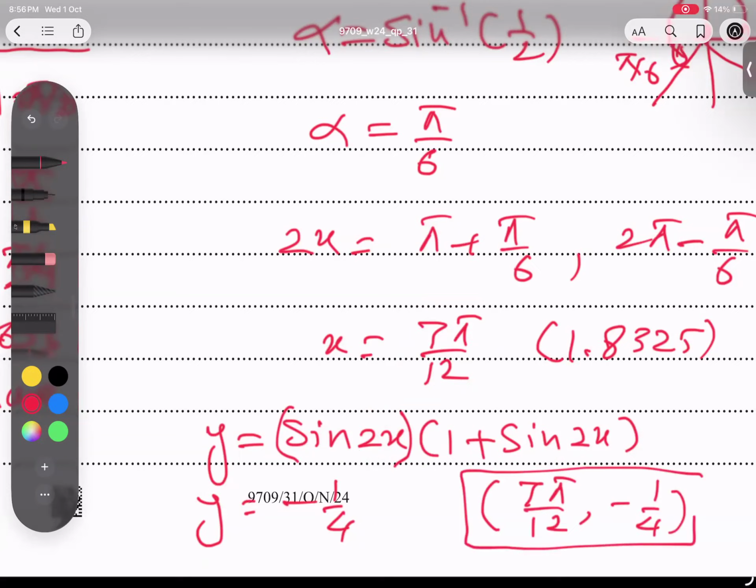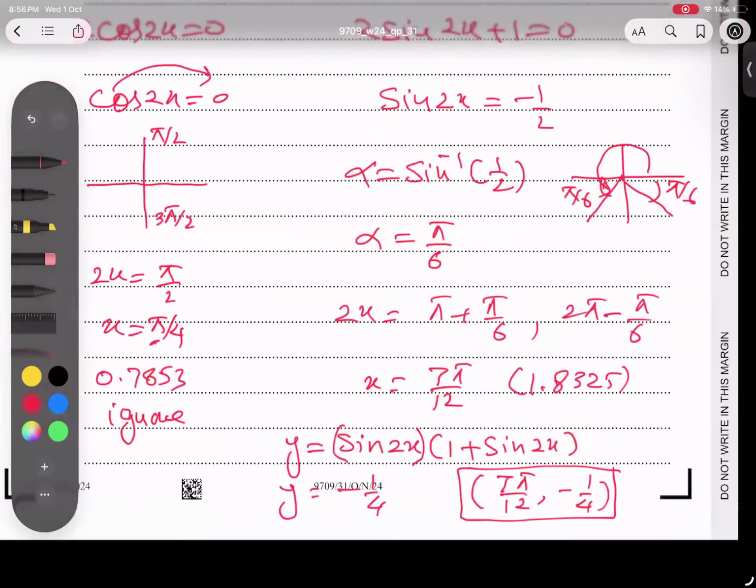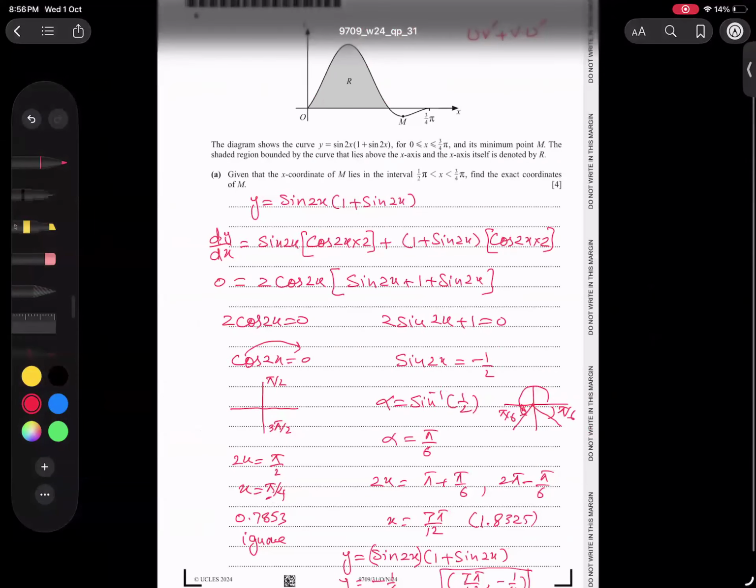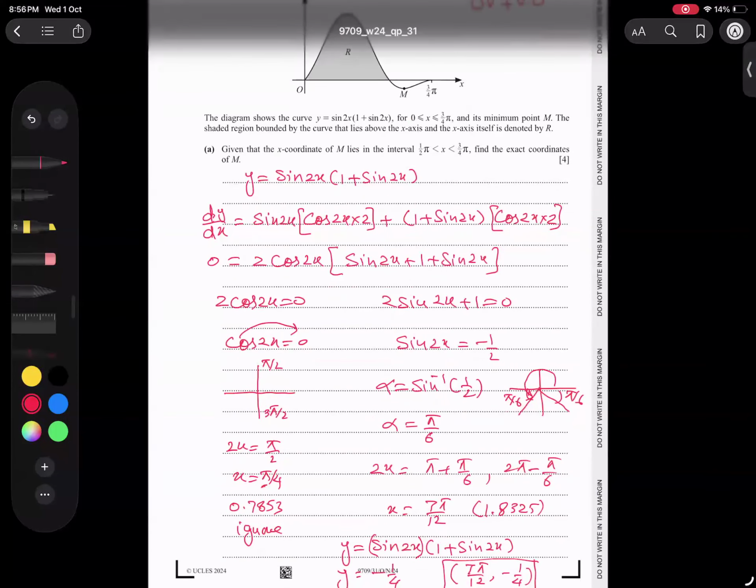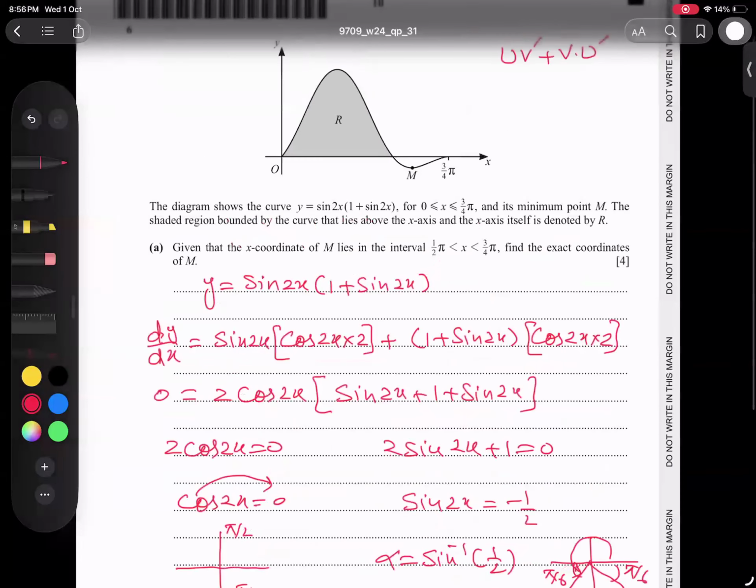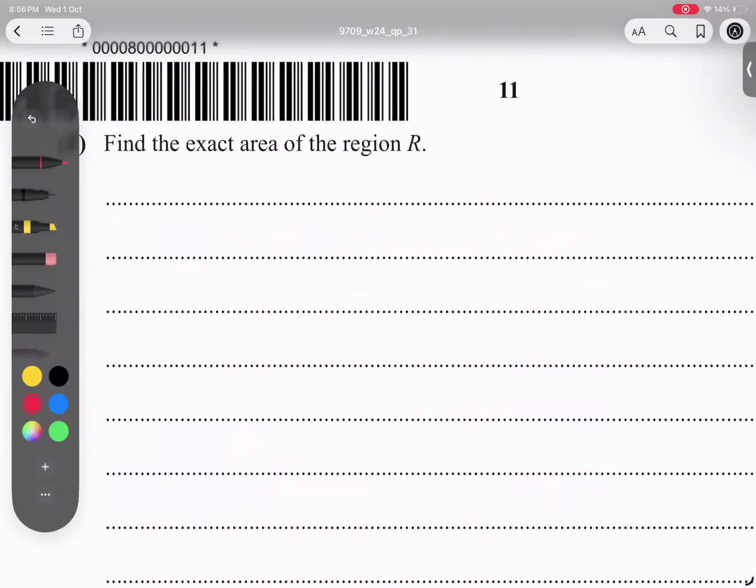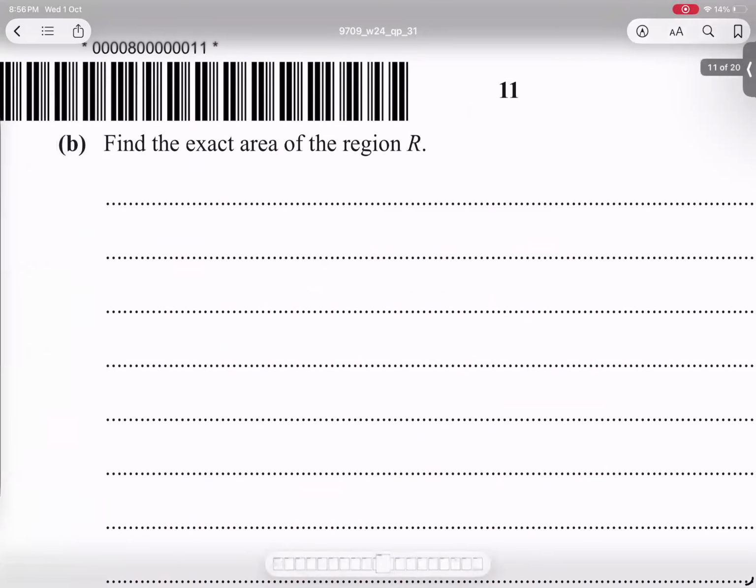I believe you people understood well. So the first part is completely over. So let's go for the next part. But what is the next part? Have a look on the next page. He is asking us for the exact area. Okay, so exact area. How to find exact area?